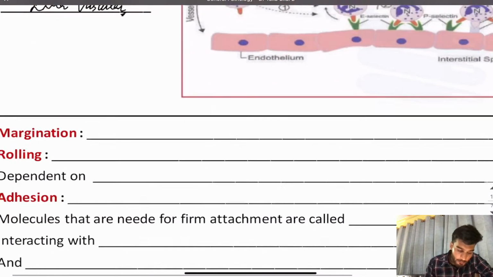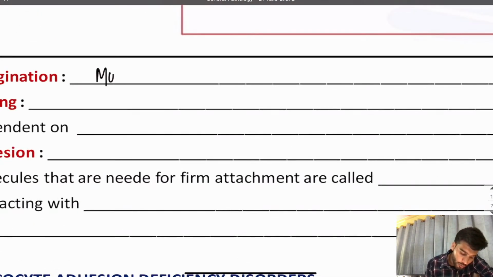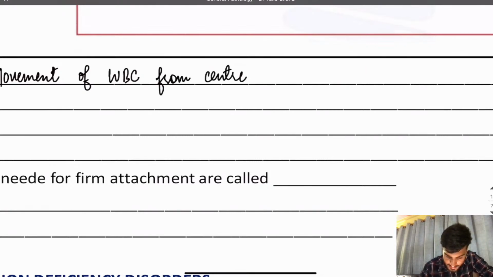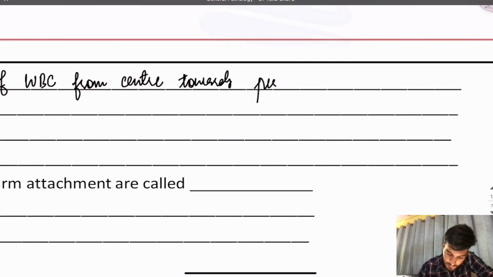So write it down, guys. Migration means movement of WBC from center towards the periphery.